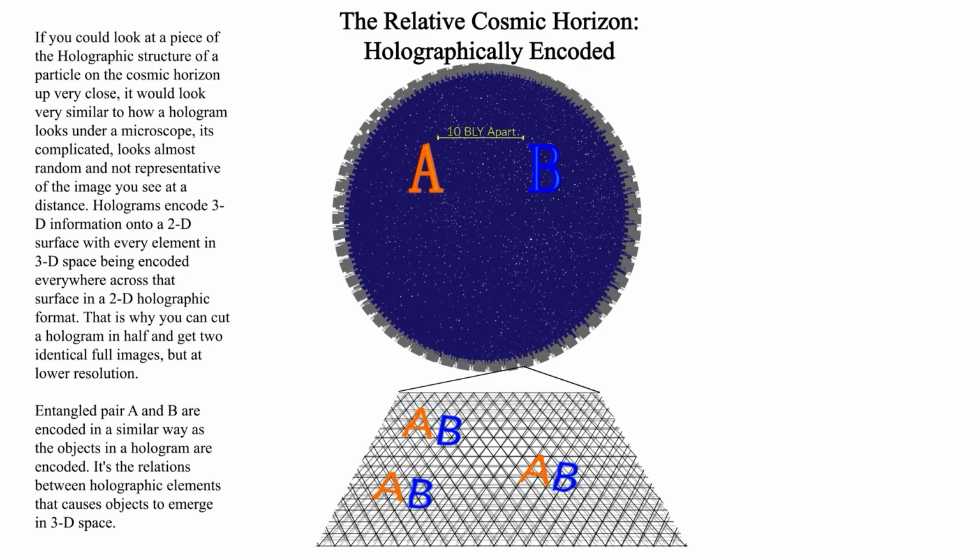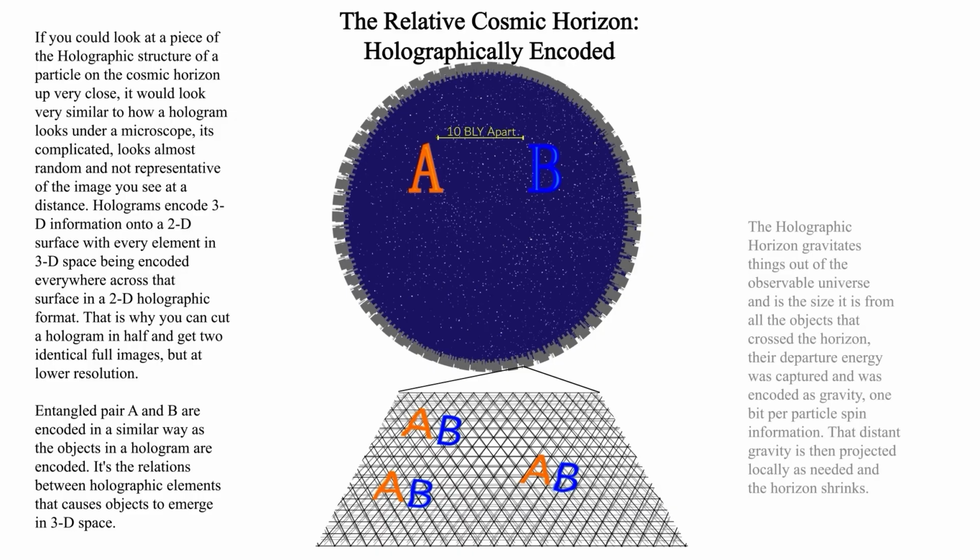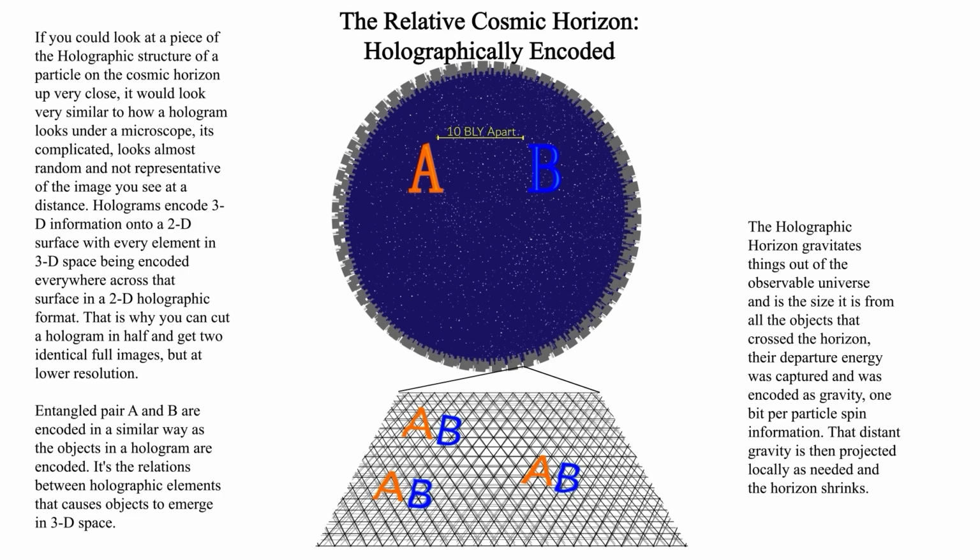Entangled pair A and B are encoded in similar ways as objects in a hologram are encoded. It's the relations between the holographic elements that causes objects to emerge in 3D space. The holographic horizon gravitates things out of the observable universe and is the size it is from all the objects that cross the horizon. Their departure energy was captured and encoded as gravity, 1 bit per particle spin information. That distant gravity is then projected locally as needed, and the horizon shrinks.